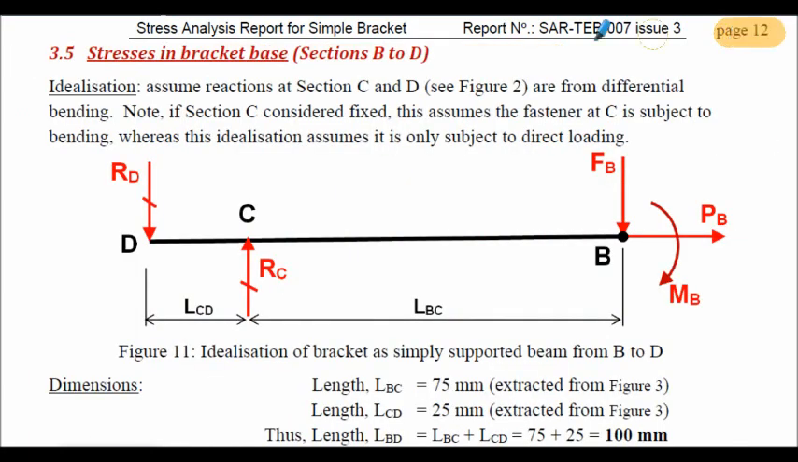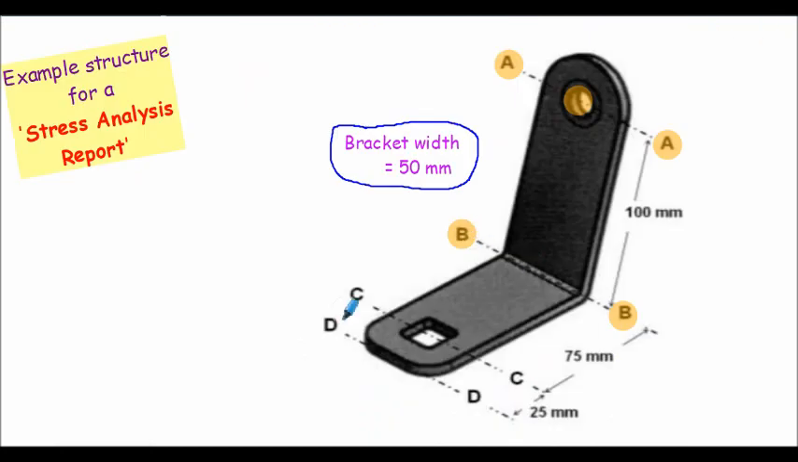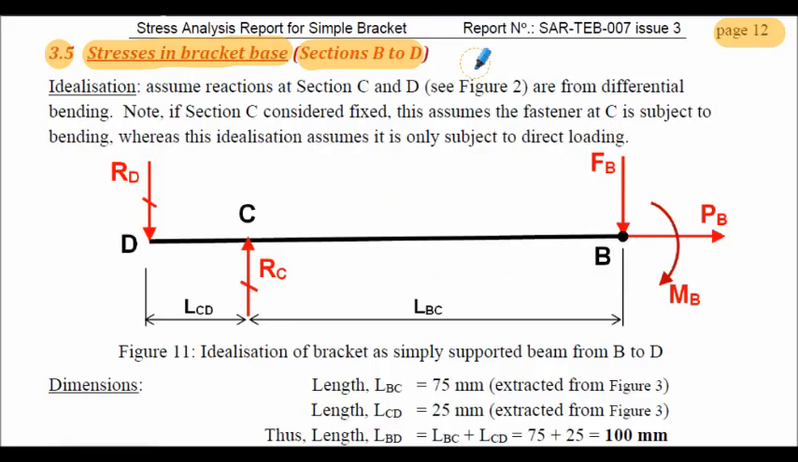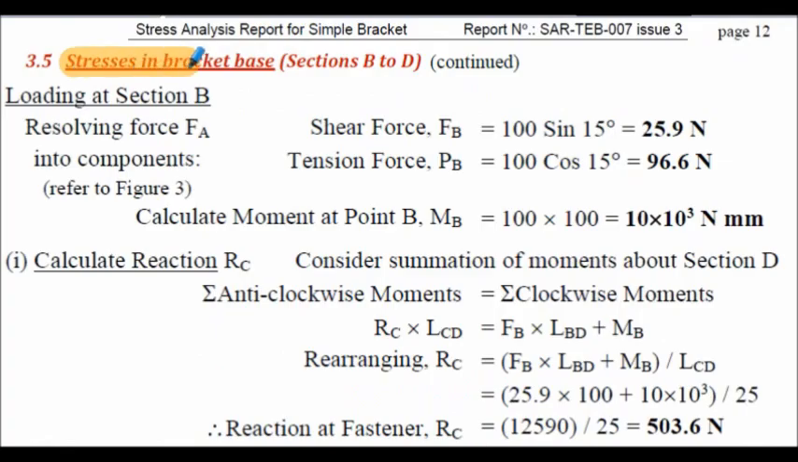Page 12 of the report, 3.5, stresses in the bracket base. This considers sections B through to D. So section B through to D is the base of the bracket, the hole cut out in section C. 3.5 continued here, calculating the loading applied at section B.